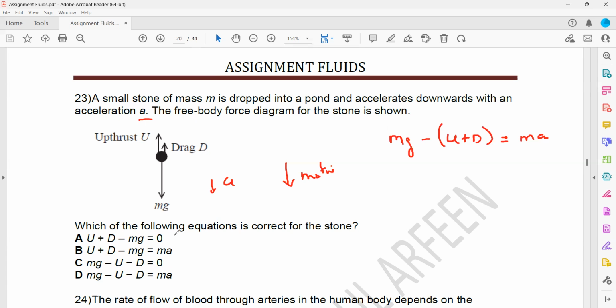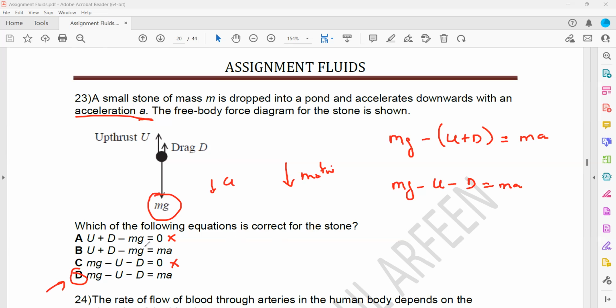It cannot be A because A and C are only valid if an object is moving at a steady or constant speed. But in this question, it is accelerating. And when it is accelerating downward, the greater force is mg. So it will be mg minus upthrust minus drag is equal to ma. So it matches with option D.